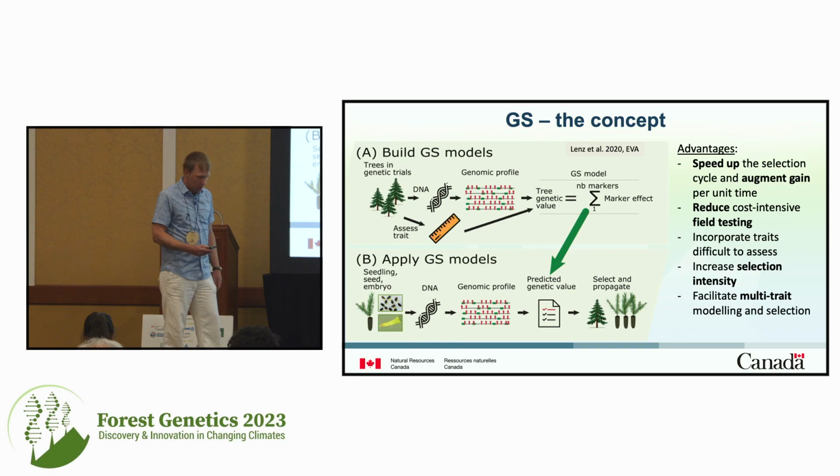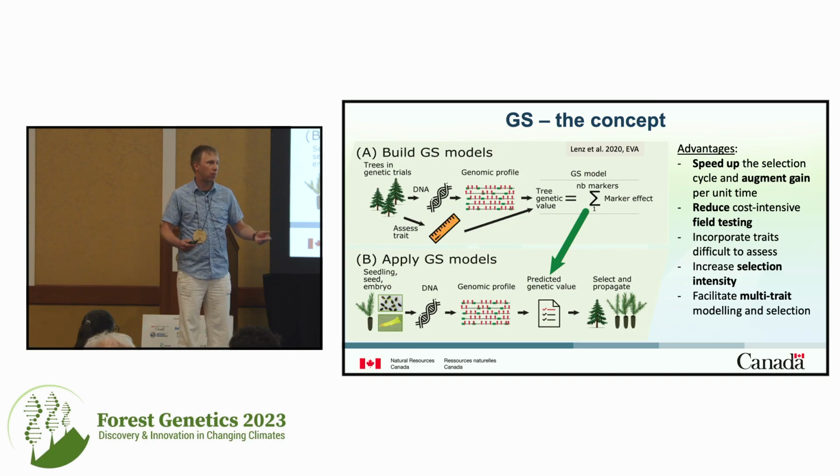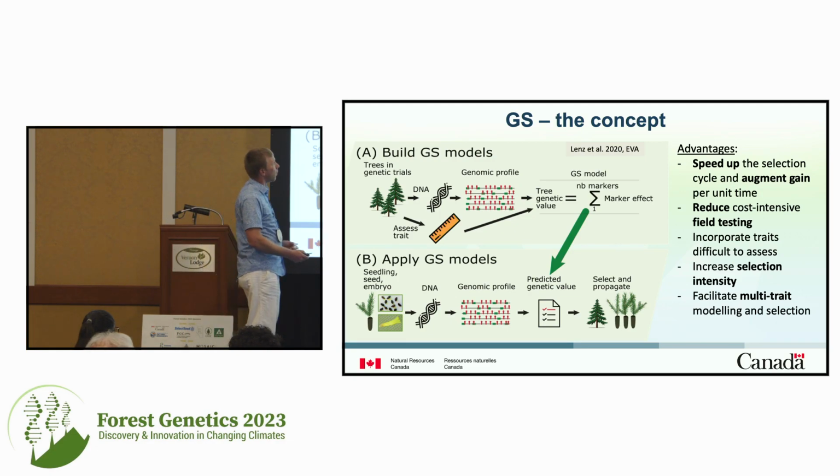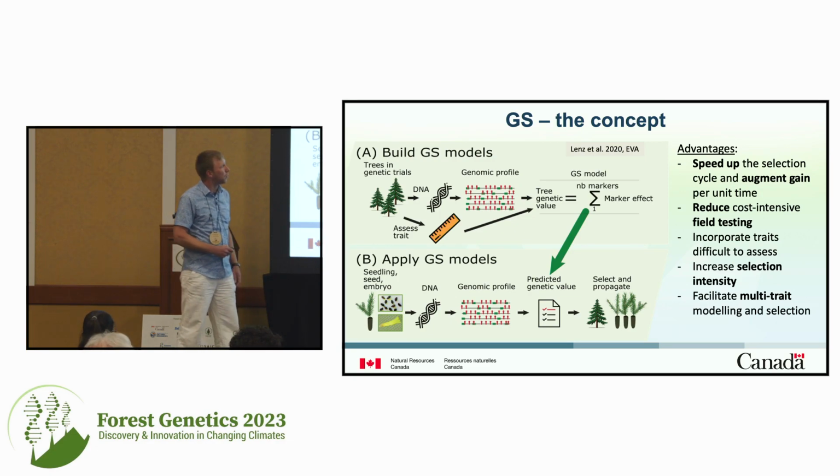So overall, this is supposed to speed up the selection cycle and augment the genetic gain per unit time. We can reduce, to some extent, the field testing. But what is also very interesting, in view of climate change and getting much more complicated phenotypes into the equation, is that we can, especially for those traits, increase our selection intensity if we can only measure so many trees for this and this phenotype.